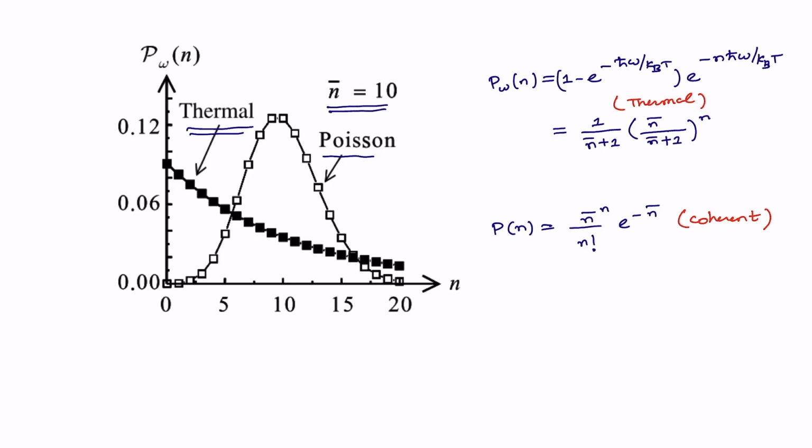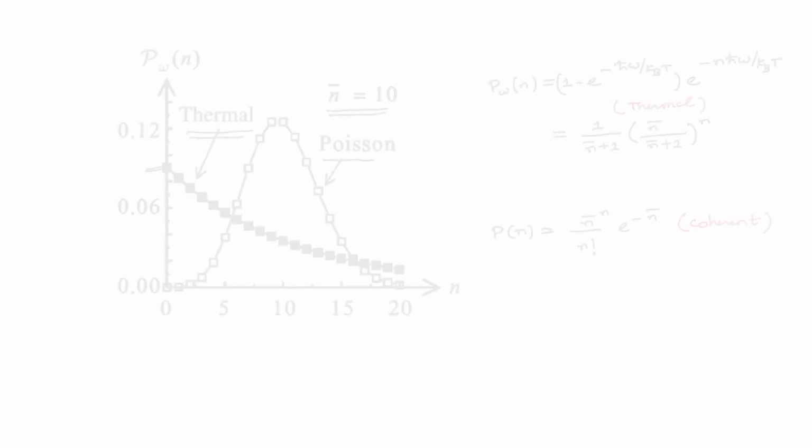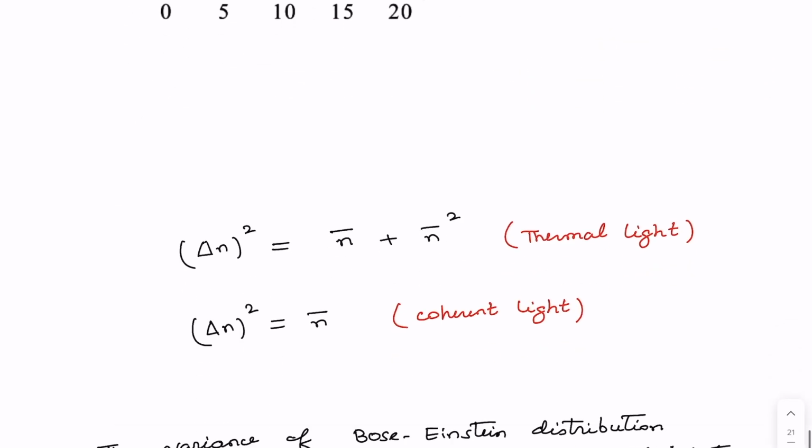You can see that for the Bose-Einstein distribution, the thermal light, the peak is always at n equal to 0, and then it decays exponentially. Also, the distribution of photon numbers for thermal light is much broader than that of the Poissonian light. In fact, we can show that for the Bose-Einstein distribution, that is for thermal light, the variance of photon numbers, delta n square, is equal to n bar plus n bar square, where n bar is the mean photon number.